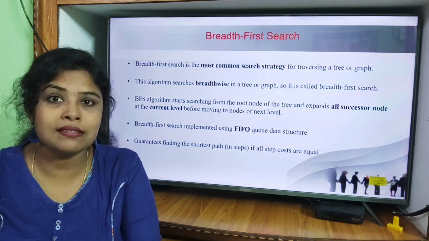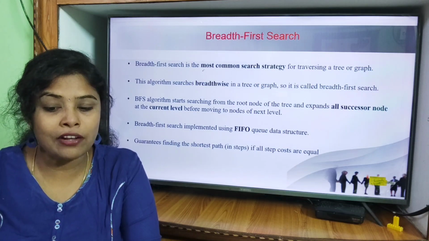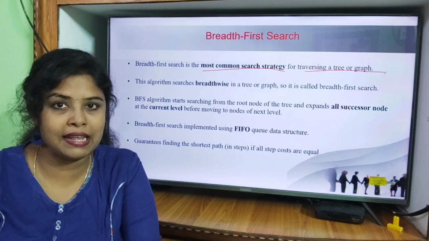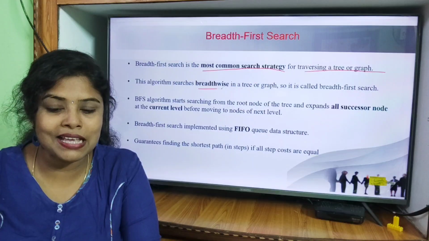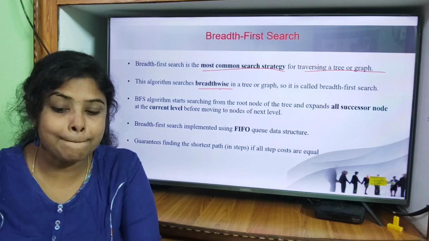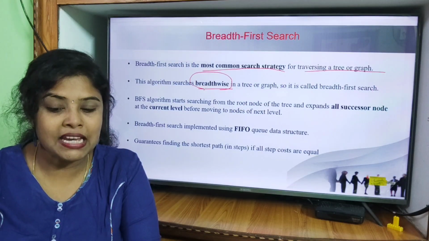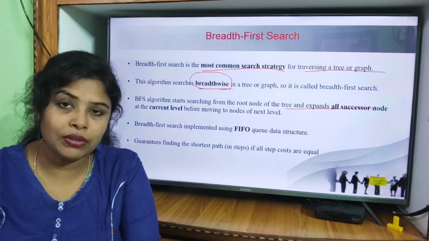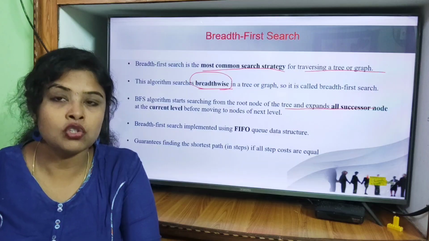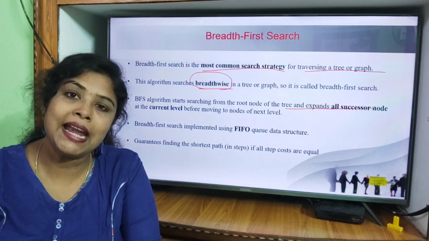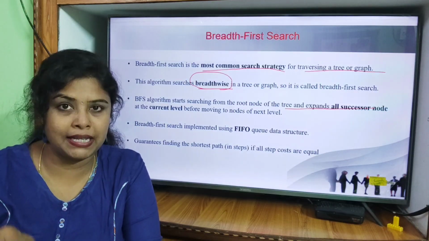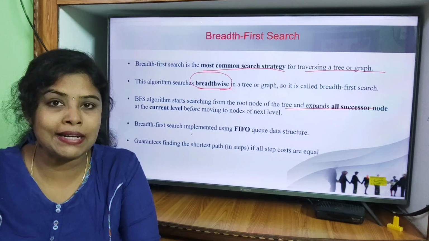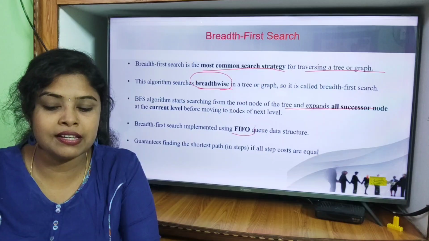So let us see what this BFS is about. It is one of the most common strategies used for traversing through a tree or a graph. And here, as I said, the algorithm searches breadth-wise. That means it will search each and every node and then go to the next level of successors. So before going to the next level, it will complete all the nodes at a particular level and then go to the next level. BFS will follow one data structure which is first in, first out.